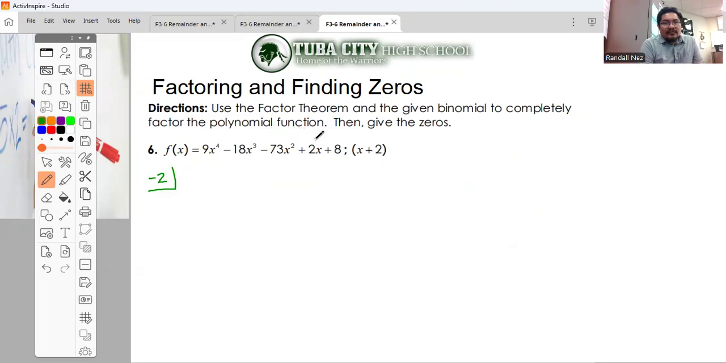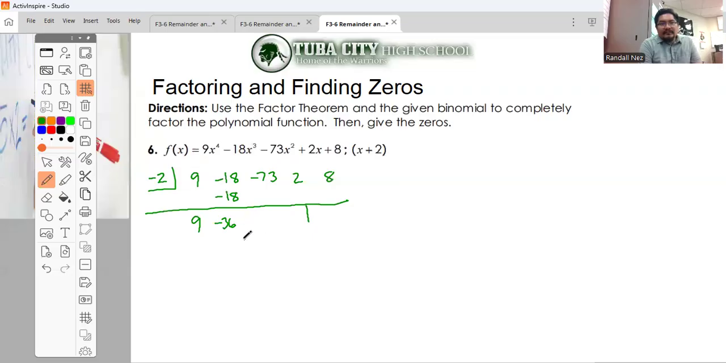Four, three, two, 1, 0. Okay, there you go. That's the setup. Bring down the 9 because it's not combining with anything. 9 times -2 would be -18, so that'd be -36. Negative times negative would be positive.